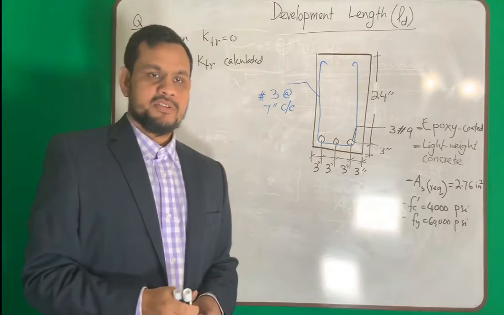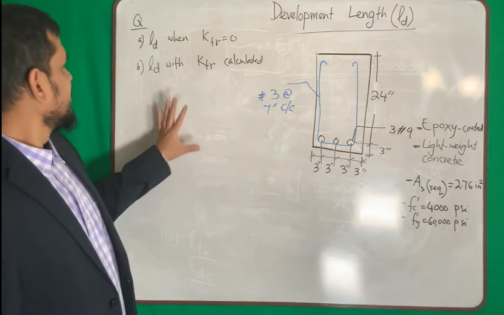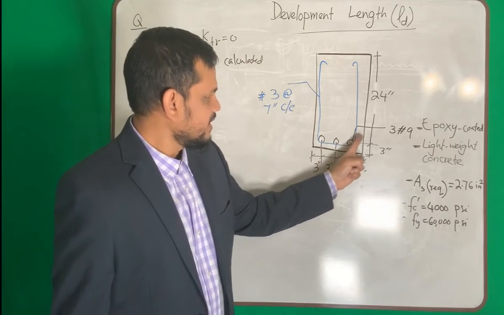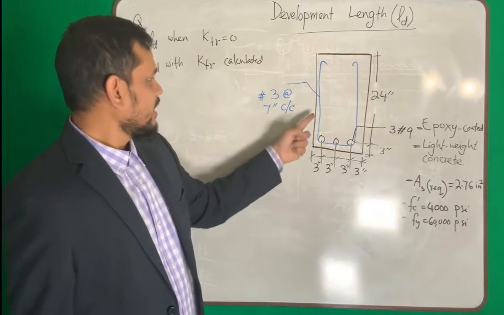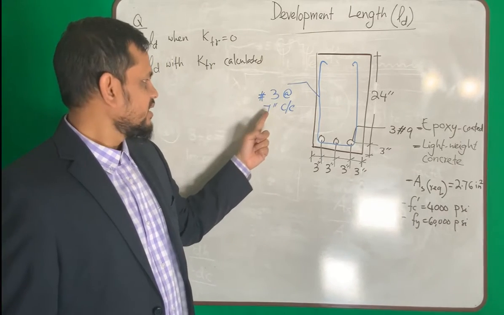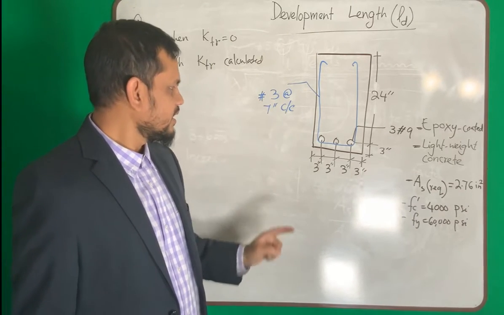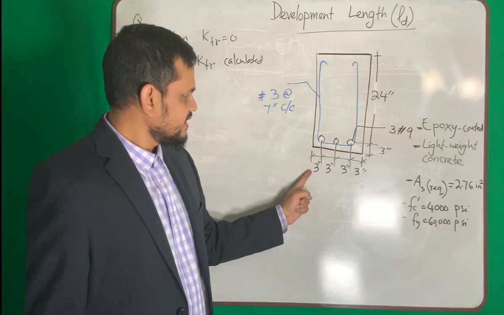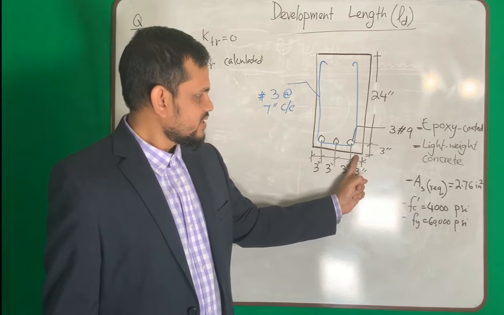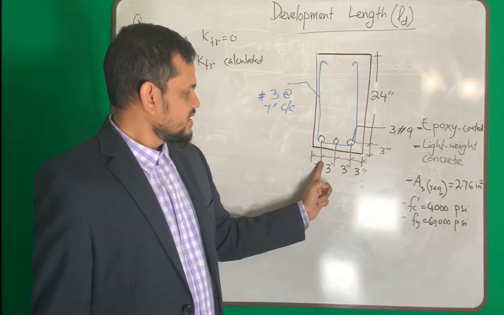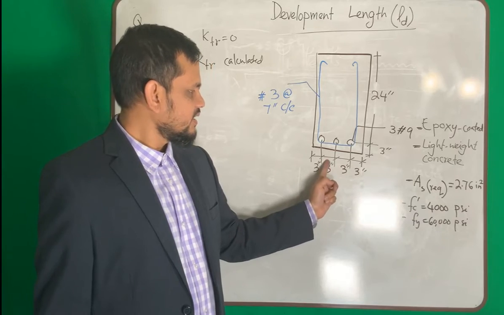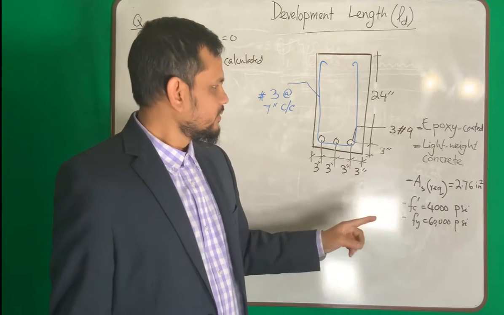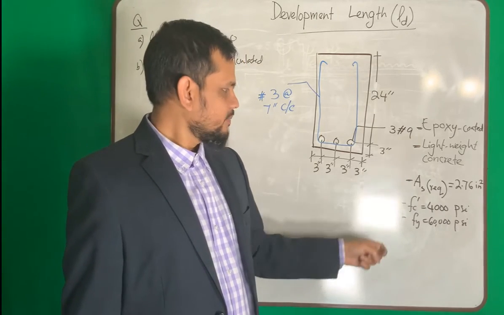This time I will solve an example on development length. Say this is my beam. It has 3 reinforcement, 3 number 9. The tie bar number 3 at the rate of 7 is center to center. And the cover here from center of the bar to the surface is 3 inch. And the spacing of the bars are 3 inch, 3 inch. It is epoxy coated bar, lightweight concrete.